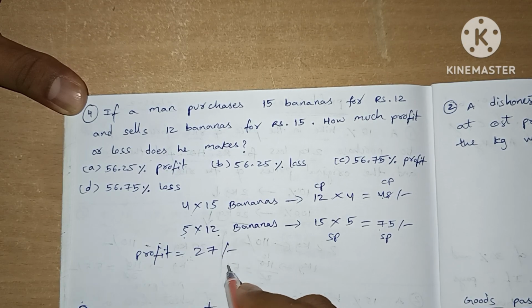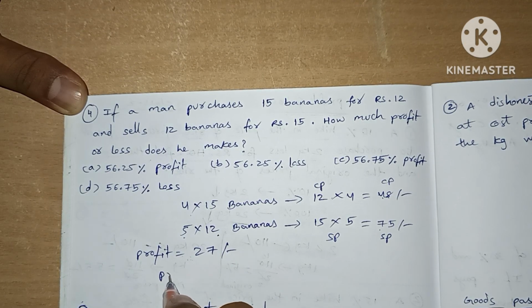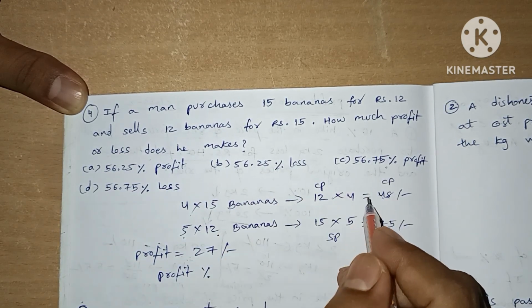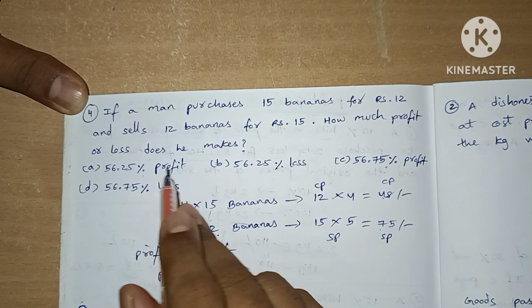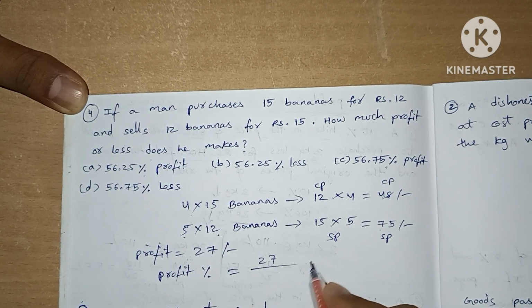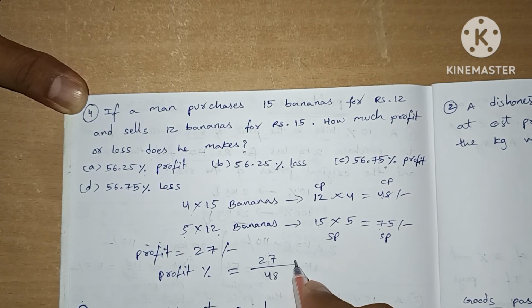rupees profit. So if it is asked for profit percentage, the question is asked in profit percentages. Here the question we see is percentage profit. So percentage profit is profit divided by cost price into 100.